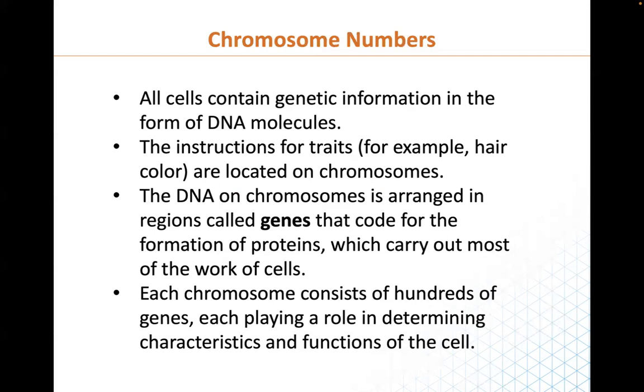The DNA on the chromosomes is arranged in regions which we call genes. These genes code for the formation of proteins, which carry out most of the work of the cells. So the genes will code for the formation of a specific protein, which is needed to carry out functions in the body. Each chromosome consists of hundreds of genes.